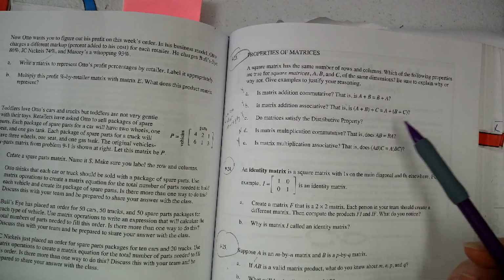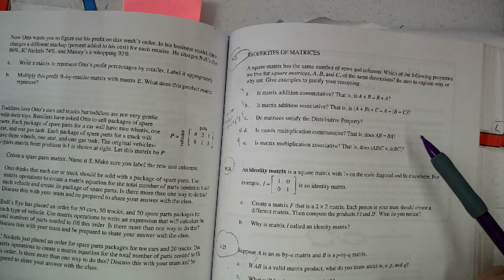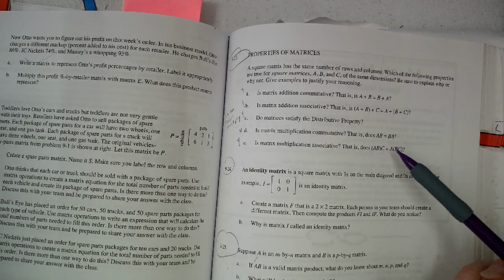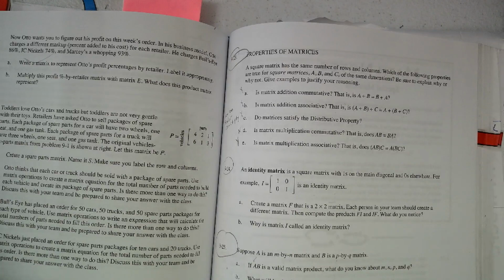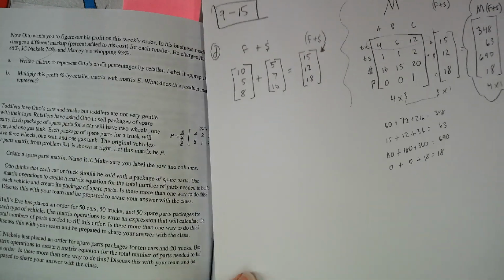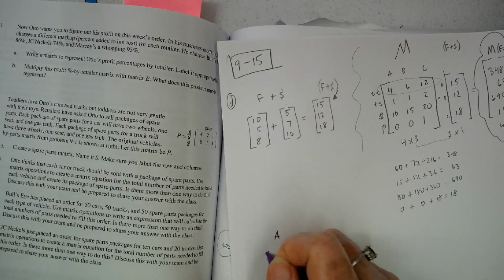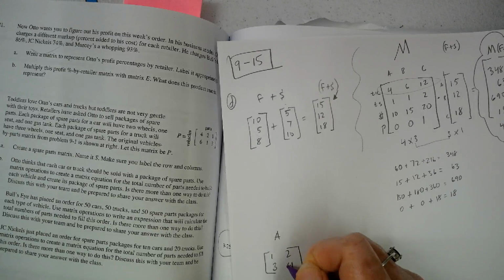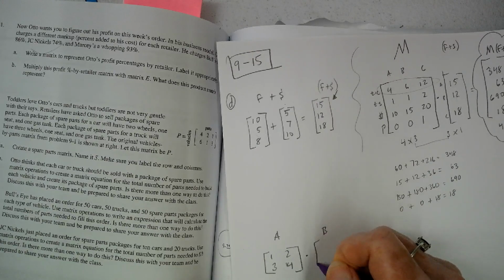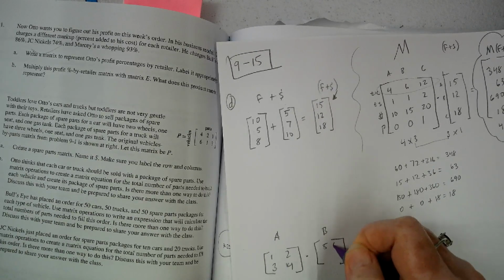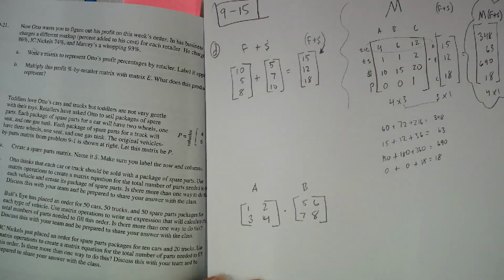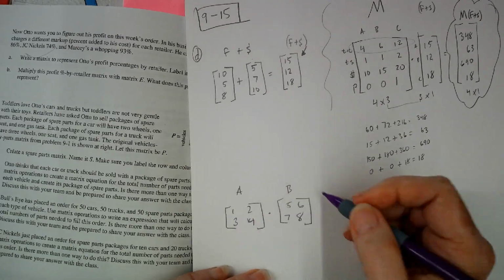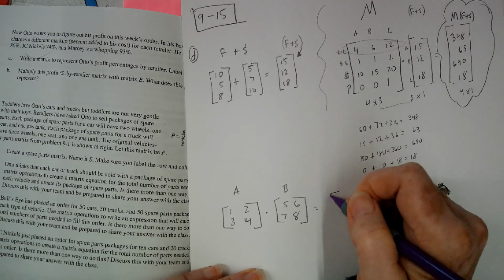Is matrix multiplication commutative? Does A times B equal B times A? Well, it's not, and I think I'll go ahead and show that right now. So let's make some matrices. A, I'll just go 1, 2, 3, 4, and I'm going to multiply it by B. I'm just thinking of some handy numbers, okay? That says 5, 6, 7, 8. So I want to multiply them together.